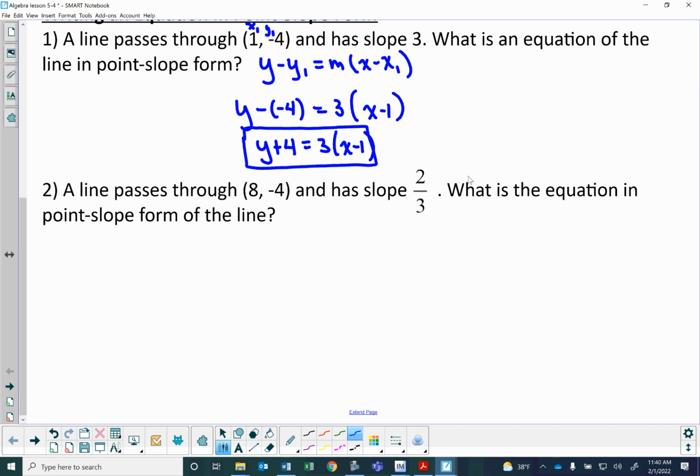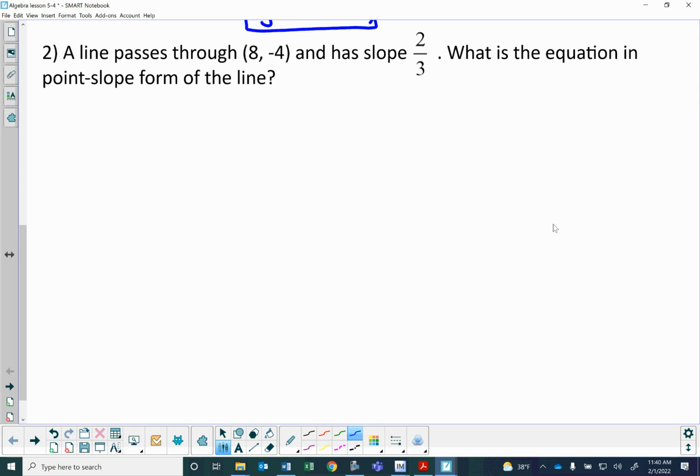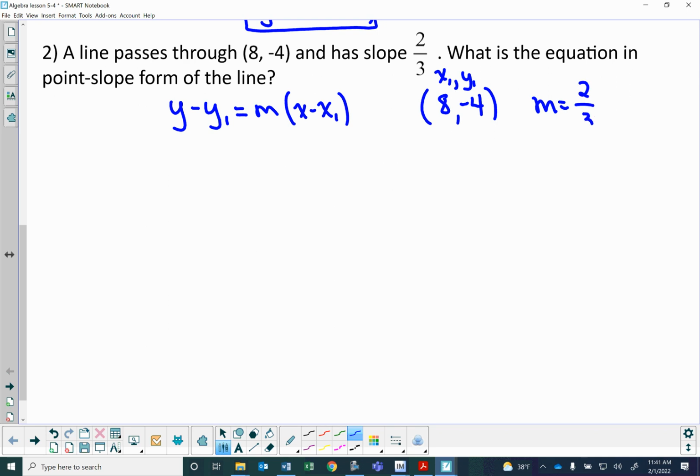Let's take a look at a second problem. If we have a line that passes through the point 8, negative 4 and has a slope of 2/3, we're again going to write the point-slope form of this line. So again, I'm going to write my equation, y minus y1 equals m times x minus x1. Remember the point 8, negative 4. This becomes x sub 1 comma y sub 1, and my slope is 2/3.